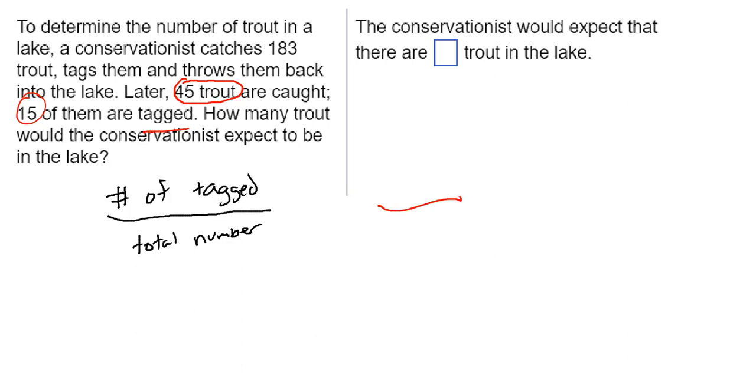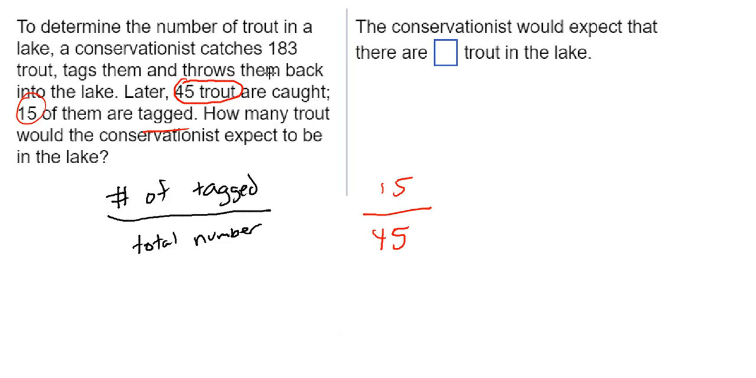Okay, so on top we'll put the number of tagged fish, which I think is pretty obvious. It's 15. On the bottom we'll put the total number of fish that were caught, which is 45. And so that's a ratio, right? 15 tagged fish out of 45 fish that were caught altogether.